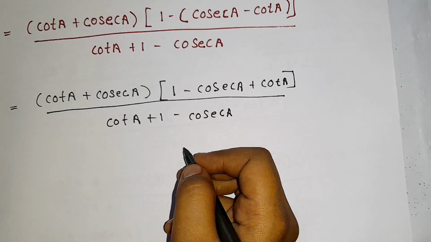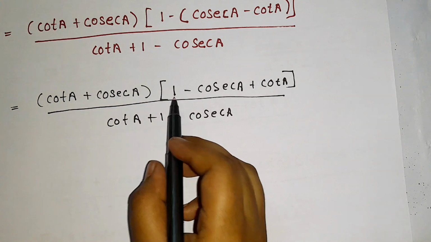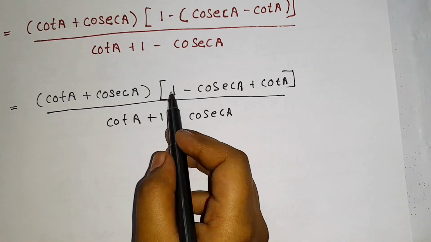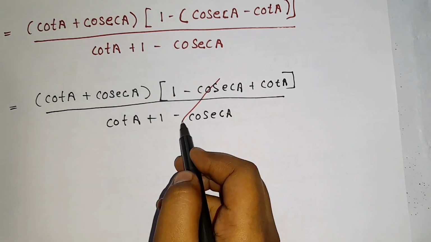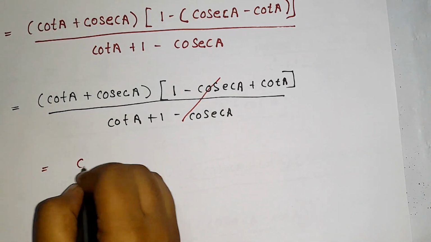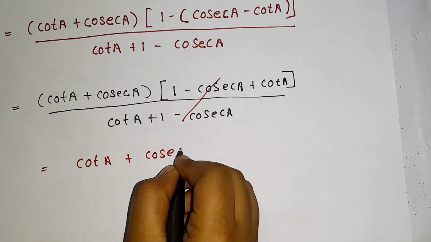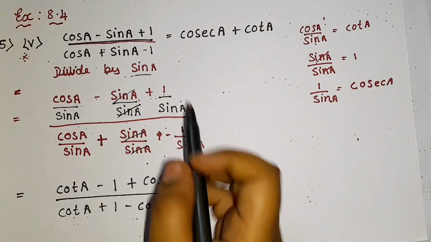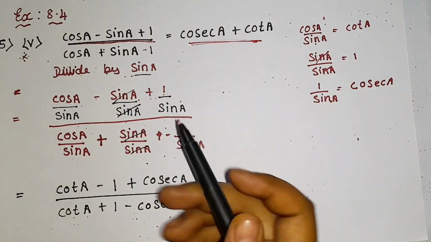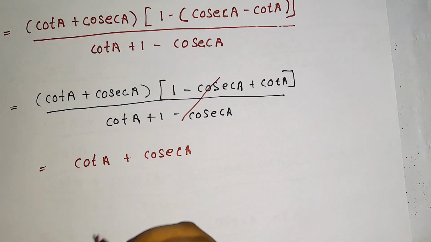Now we can actually cancel this value with this value. Why? Because here we have the same value, plus 1 and minus cosecant A. Here also we have the same value, so we can actually cancel it. When we cancel it, we will get cot A plus cosecant A. When you look at the question, this is what we are supposed to prove, that cosecant A plus cot A. We got the same value, so finally we solved it.